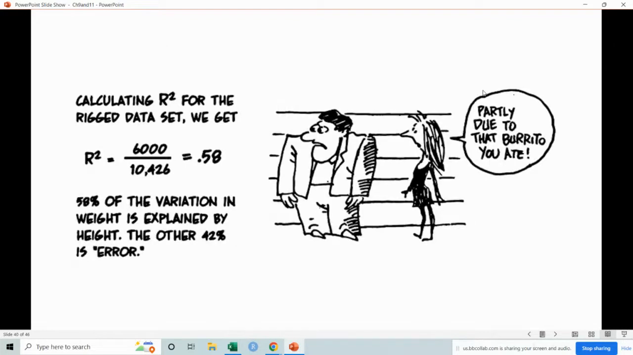Calculating r squared for the rig data set, we get 6,000 divided by 10,426, or 0.58. So 58% of the variation in weight is explained by height. The other 42% is error, which could be any number of problems, such as all the variables that we didn't input in the model, right? Sex, age, and gender, etc. There's plenty of, well, that's partly due to the burrito you ate.